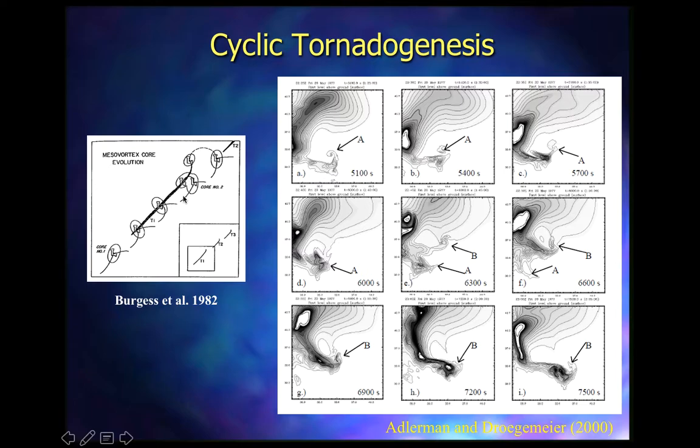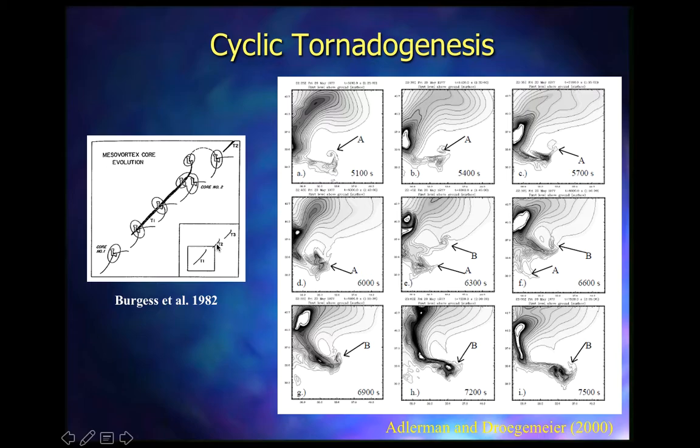But the convergence associated with the rear flank downdraft push creates a second mesocyclone to the east of it. So this old mesocyclone eventually curves here to the left and dies. And this new mesocyclone essentially repeats the same process as the old one and puts out a new tornado downstream. And that's how you get this succession of tornadoes.